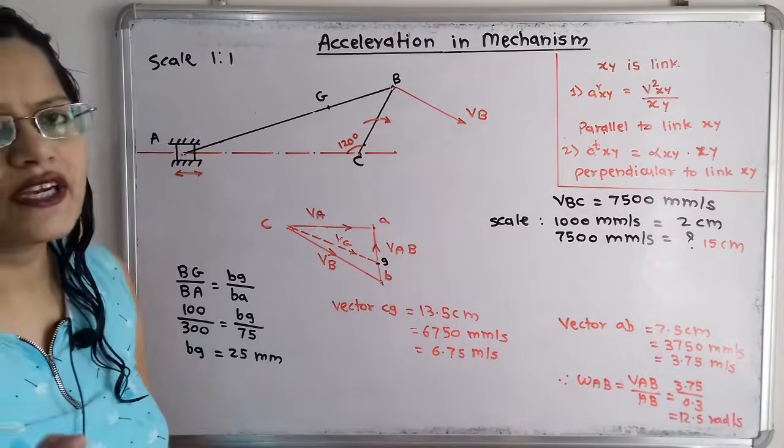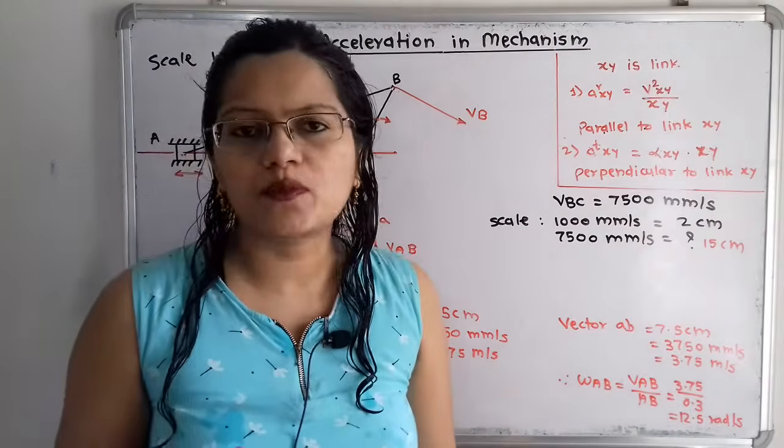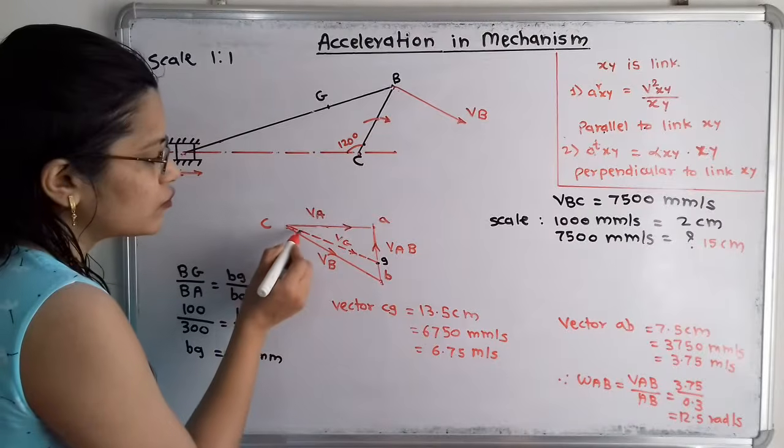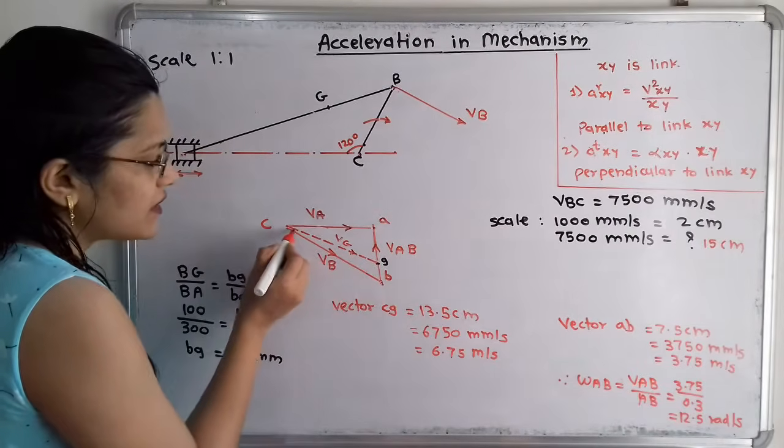Now we have to find out what is the linear velocity of this point G. So here fixed point is C. So from this fixed point we have to draw one line, that is the construction line.